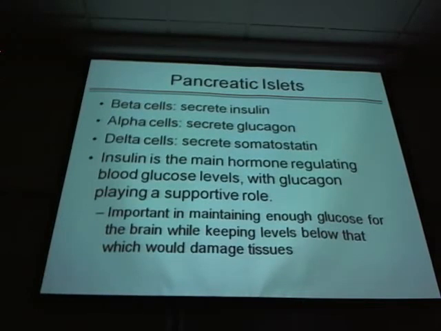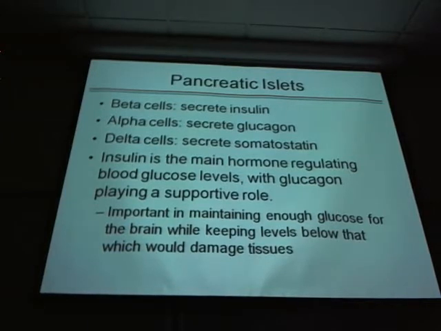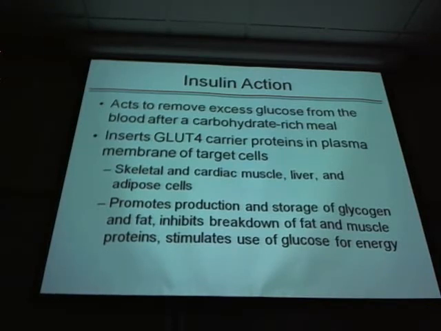Beta cells, insulin; alpha cells, glucagon. Insulin is the main regulating hormone. Glucagon is supporting. But there are other hormones that regulate metabolism, like epinephrine and norepinephrine, cortisol and aldosterone. Your mineralocorticoids, your glucocorticoids, your epinephrine in the fight or flight, especially in the heart. But that's minor compared to the insulin and the glucagon.